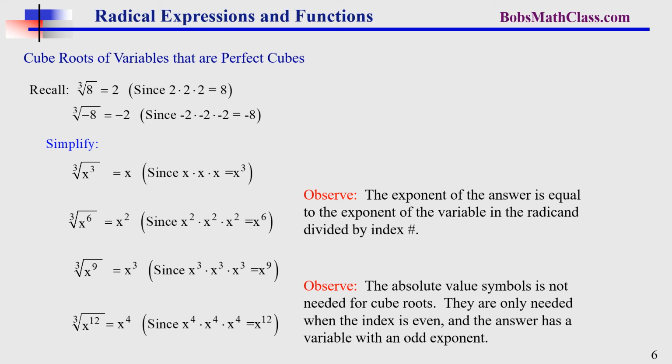That second observation: the absolute value symbols are not needed for cube roots. They are only needed, so this is a general statement, when the index is even and the answer has a variable with an odd exponent. So they're only needed if the index is even, so for square roots, fourth roots, sixth roots, and the answer has to have a variable with an odd exponent.